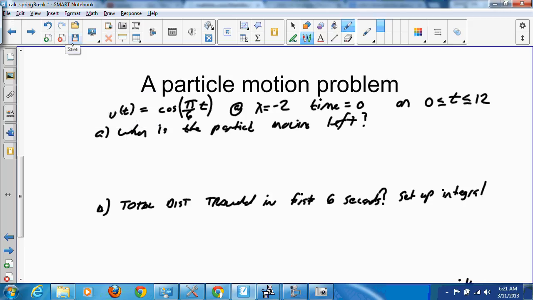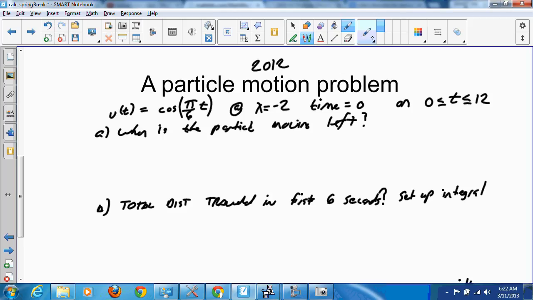Let's take a look at a particle motion problem. This is from the 2012 free response section. They give us a velocity function, cosine of pi over 6 times t, and the position is at x equals -2 at time equals 0. So that's an initial condition, and it's on the interval from 0 seconds to 12 seconds. The first question is, when is the particle moving to the left?